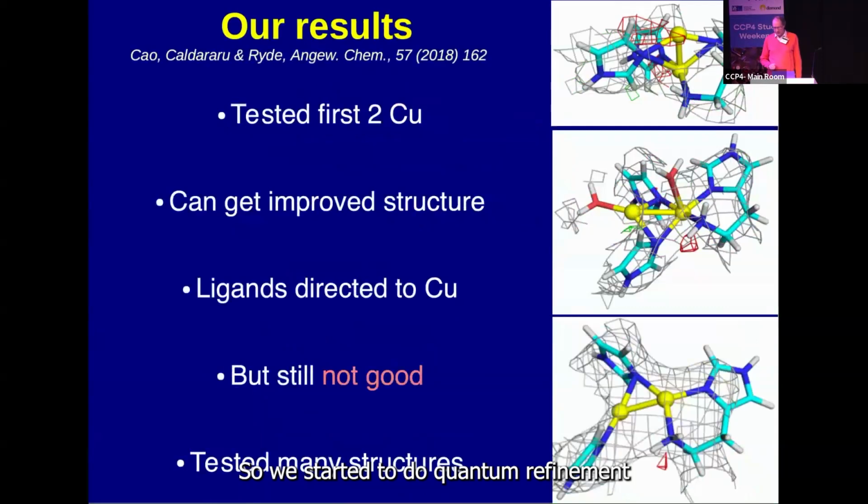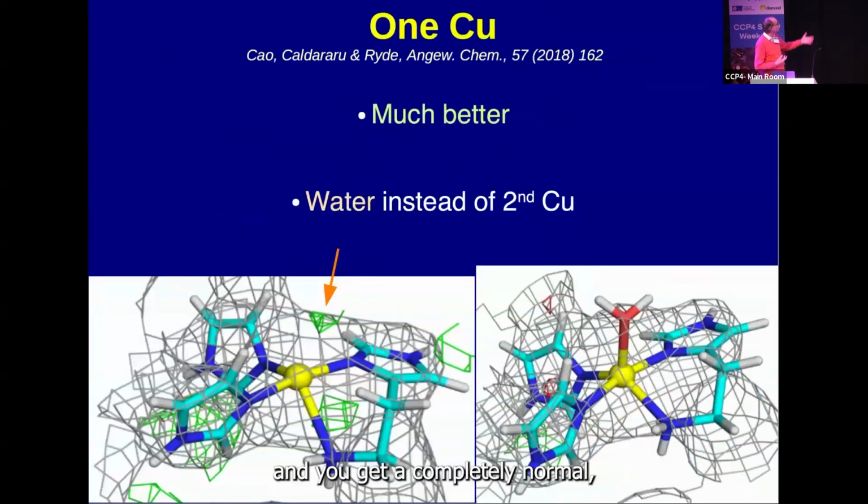So we started to do quantum refinement with different combinations. We added water molecules to get more ligands, but still we got only crazy structures until we simply removed one of the copper ions. And then you get a completely normal, almost square planar copper site, and this little blob here, which they interpreted as the second copper ion, there we can fit water molecules very well. So this is a mononuclear copper site. And that was confirmed by experiments later on.